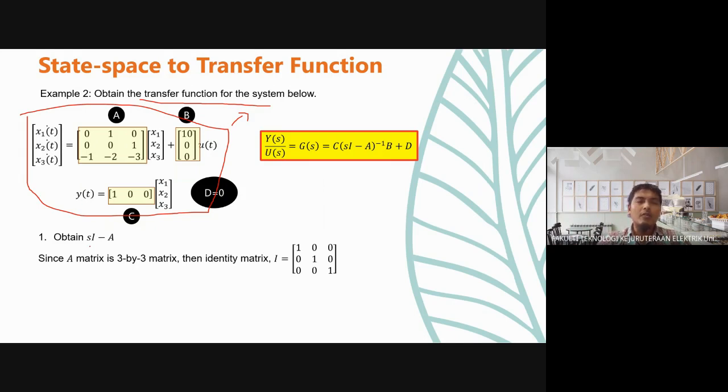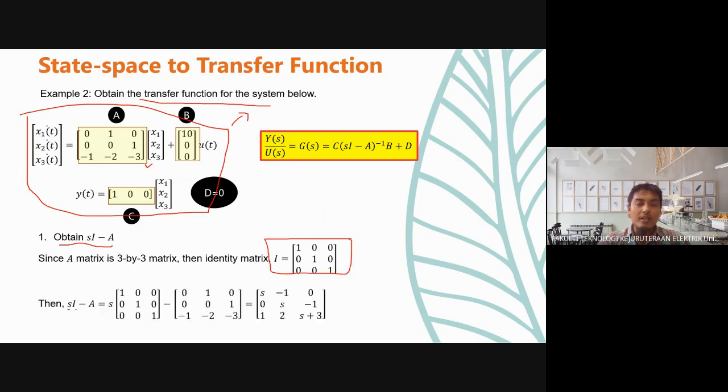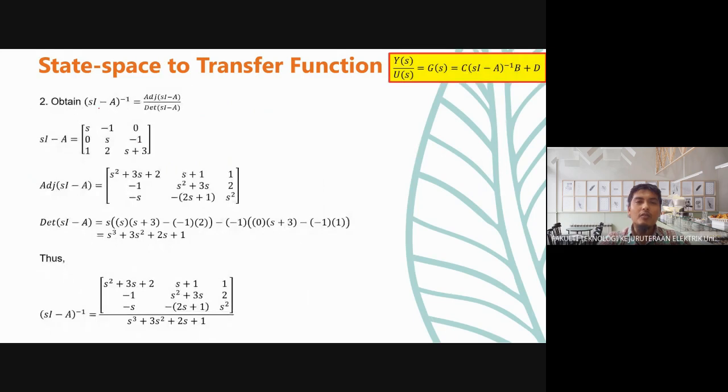So this is the procedure to obtain the transfer function from the state space. Firstly, you need to obtain sI minus A as usual. Because this is a 3 by 3 matrix, the identity matrix will be like this. After that you calculate sI minus A: this is s times I, minus the A matrix. This is the answer. After you obtain sI minus A, you need to calculate the inverse of sI minus A. This is the formula: adjoint of sI minus A divided by determinant of sI minus A.